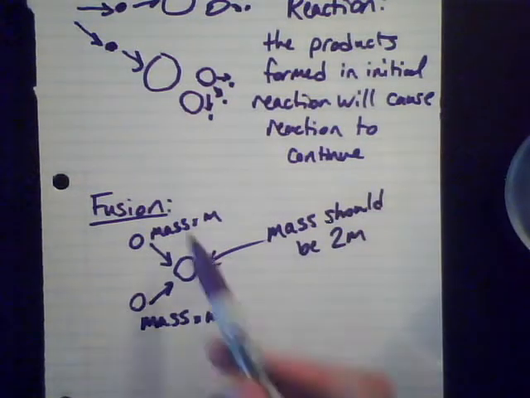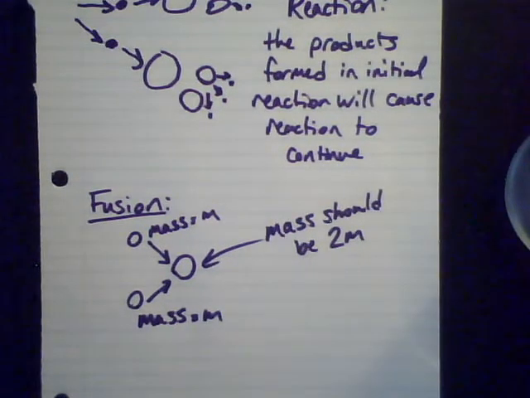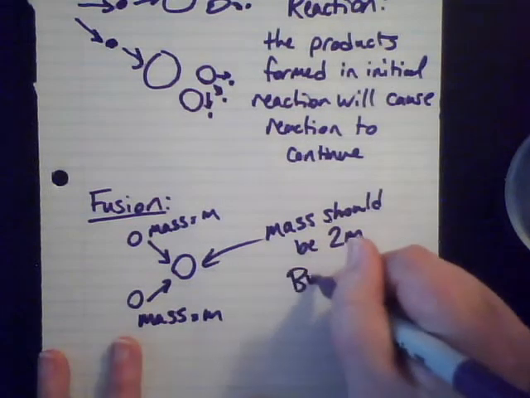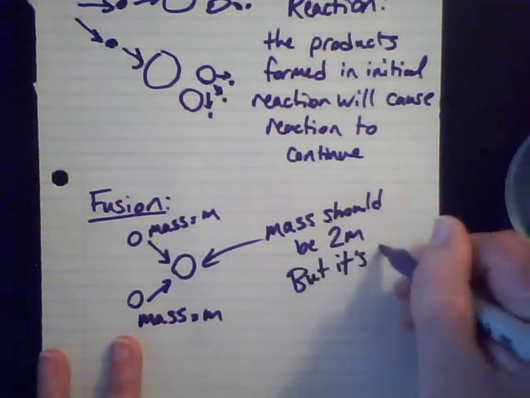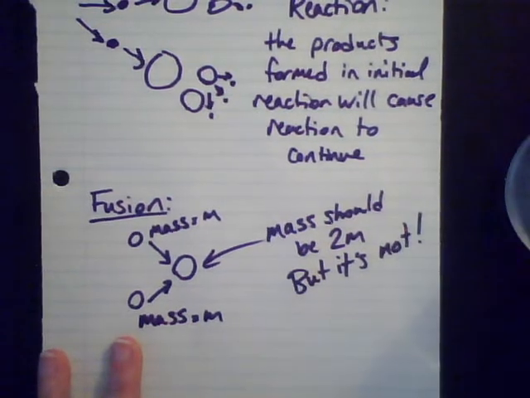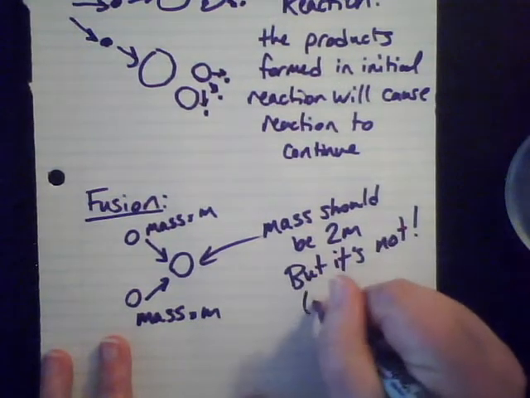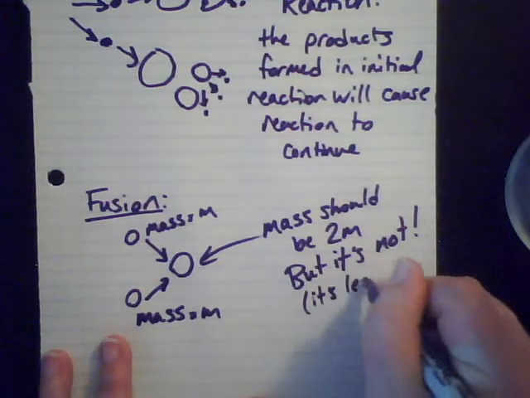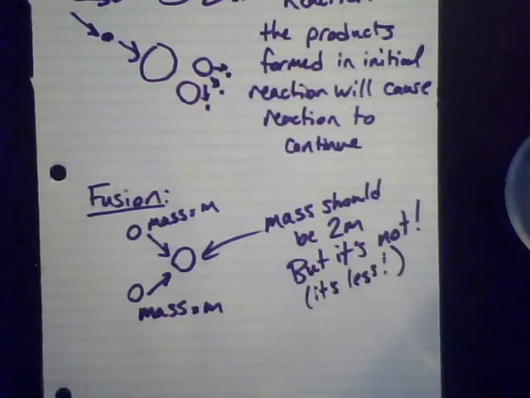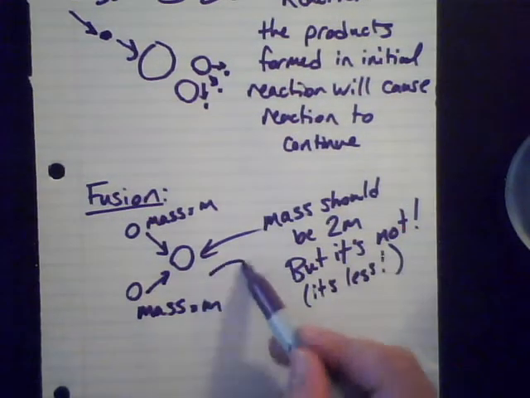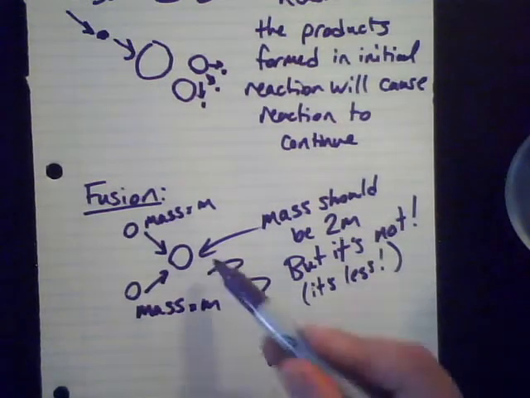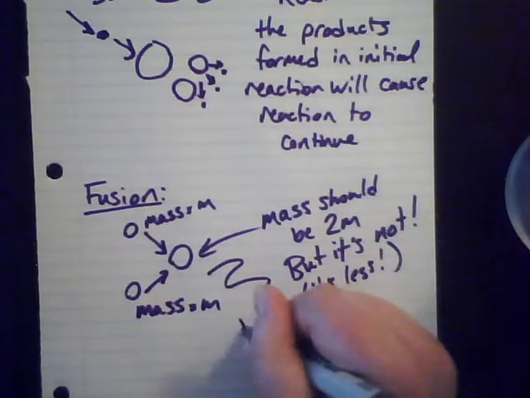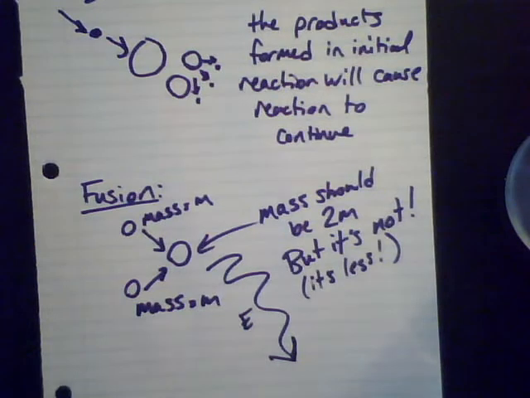Is everyone with me? So I have 2 m's here that I'm smashing together, so I should end up with 2m. But it's not. It's smaller than 2m. And the reason that it's less is because there's so much energy produced, and I'm going to just call that a wave here. So much energy is produced in this process.